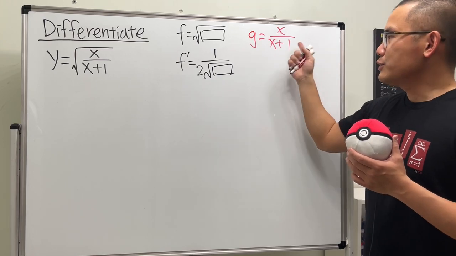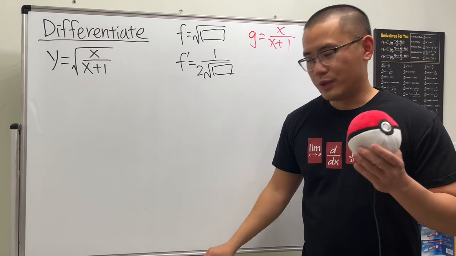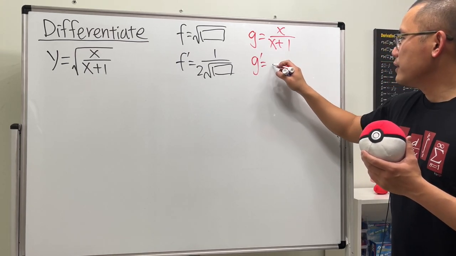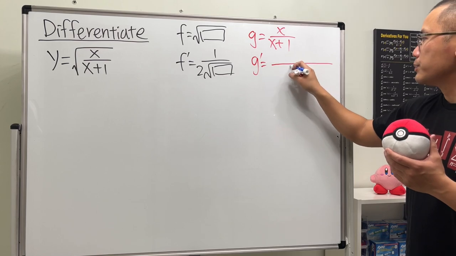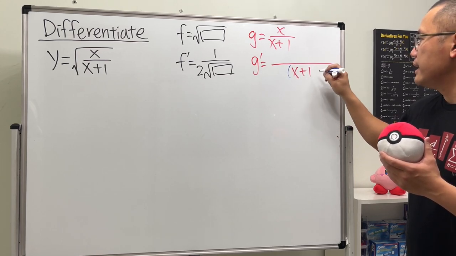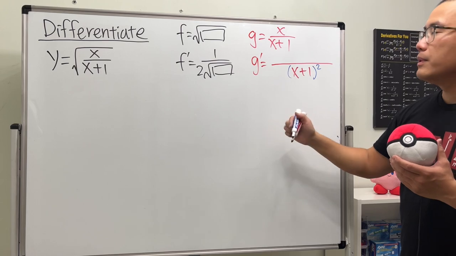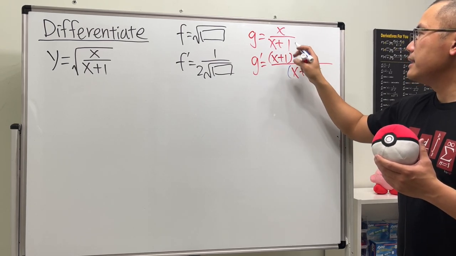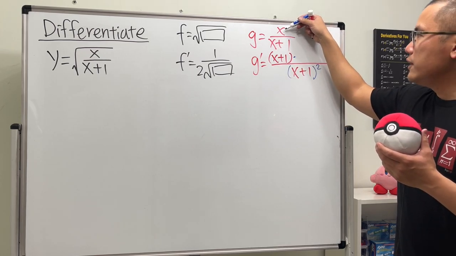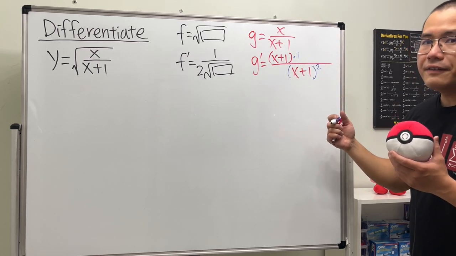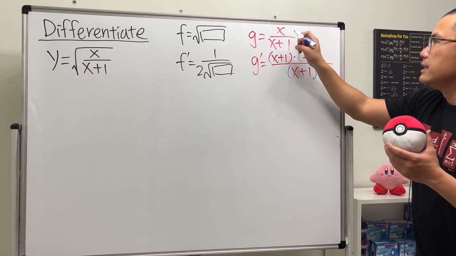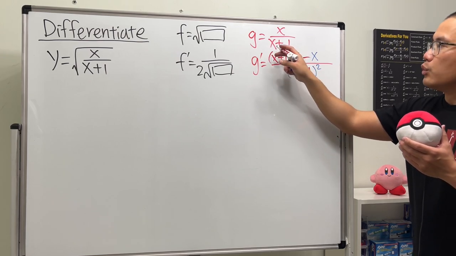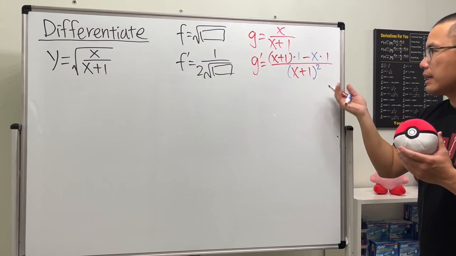And now, for this right here, we will have to use the quotient rule. So let's go ahead and get that going. We are going to first square the denominator, so I'll put down x plus 1, and then we square that. And then for the top, we first keep the bottom, which is x plus 1, and then we multiply by the derivative of the top. Derivative of x is just equal to 1, so that's what we have. And then we minus the top function, which is x, and we multiply by the derivative of the bottom. Derivative of x plus 1 is just 1, so that's what we have.